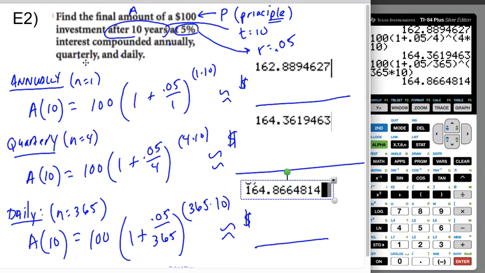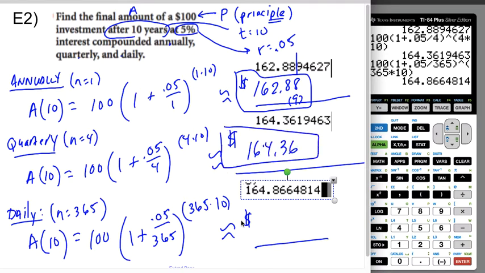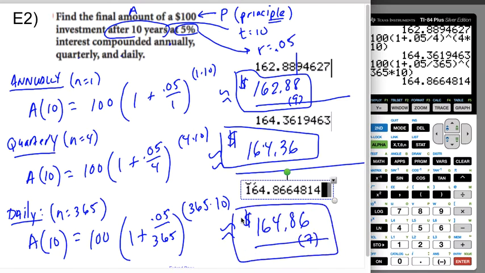Since it's money, we're going to round or truncate to 3 places, right? So you're going to get 162.88 or 89. I would take either of those, right? So you're going to round or truncate again to the hundredths place because it's money, right? This would be a 164.36, right? And this would be a 164 point either 86 or 87. Again, because it's money, you go to the hundredths place, and that's the idea.